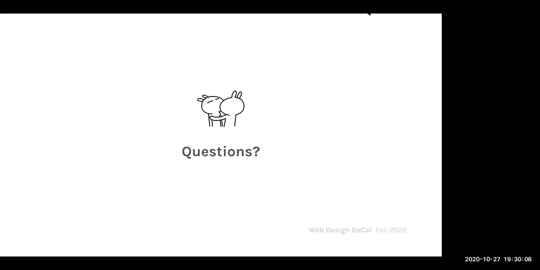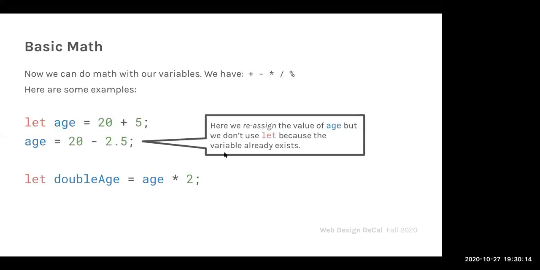Any questions? Does age type change? Right here, it does not, because JavaScript doesn't really care about the difference between decimals and whole numbers. Any other questions?